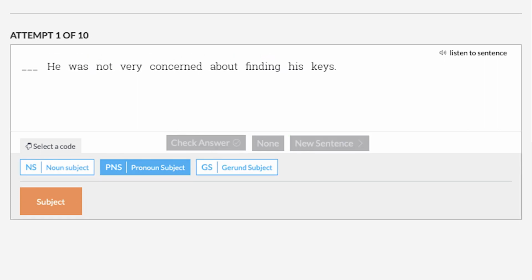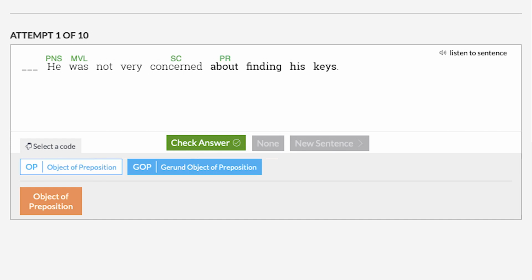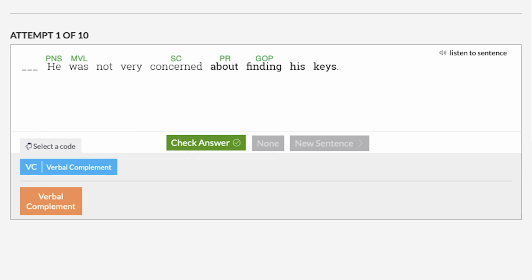An example of a gerund object of a preposition, the gerund verbal complement. He was not very concerned about finding his keys. About finding his keys is a prepositional phrase. About what? About finding his keys. Finding his keys is the object of the preposition about. The word finding is a gerund functioning as an object of a preposition. Finding what? Finding his keys. The word keys is the gerund verbal complement, and the word his is an adjective that describes whose keys.